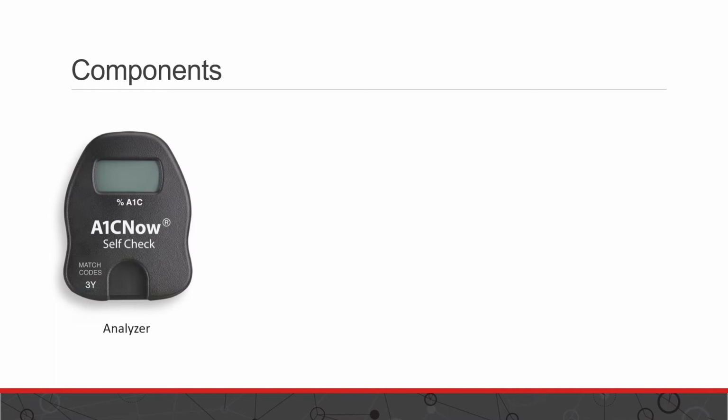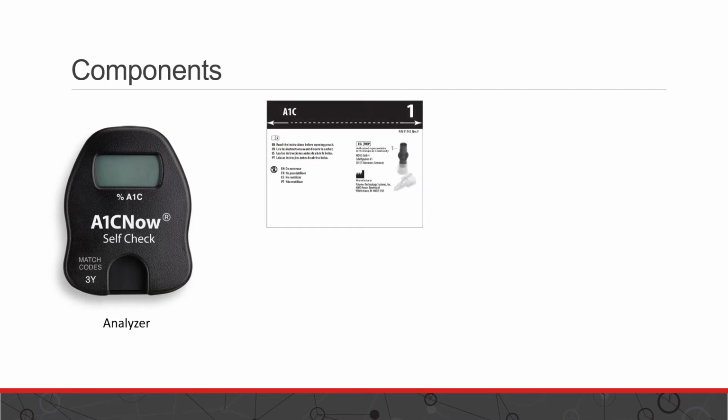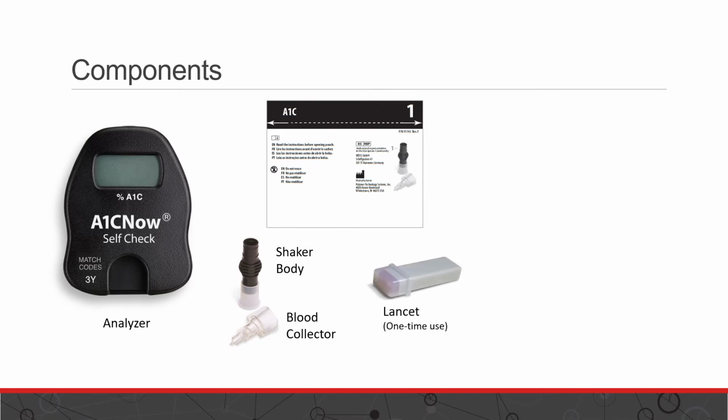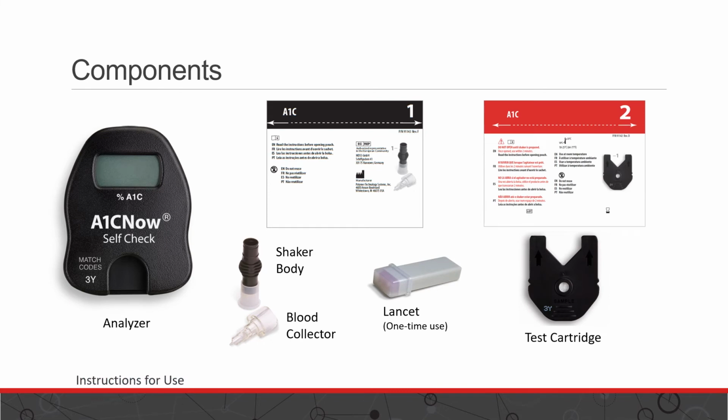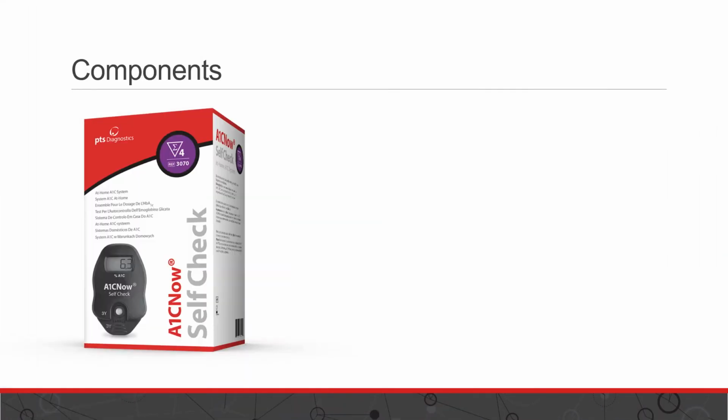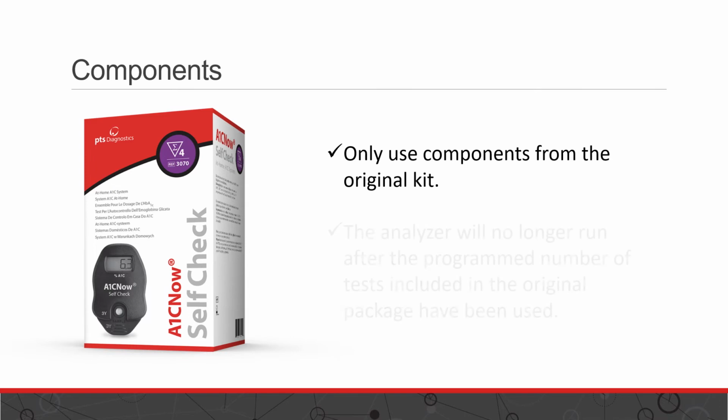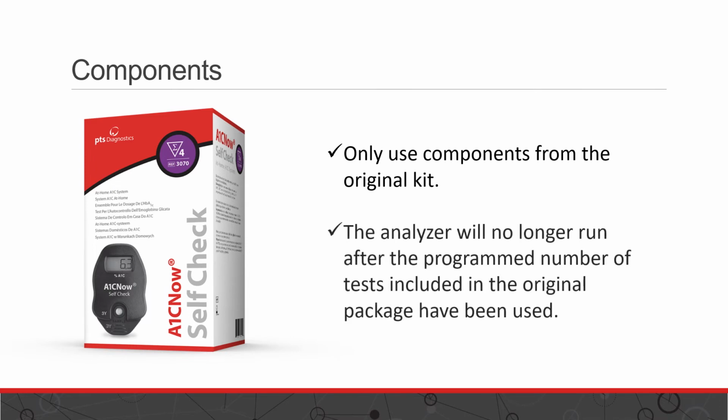The components of the A1CNow self-check system include the analyzer, 4 shaker pouches, which each include a shaker body, blood collector, and a single-use lancing device, 4 test cartridge pouches, and instructions for use. The A1CNow self-check analyzer should not be used with components from different kits or lot numbers. The analyzer will no longer run after the programmed number of tests included in the original package have been used.